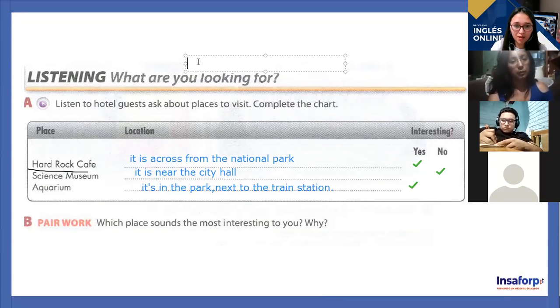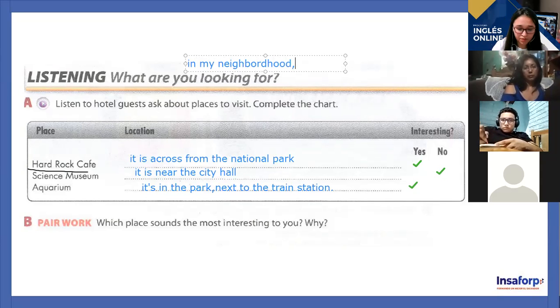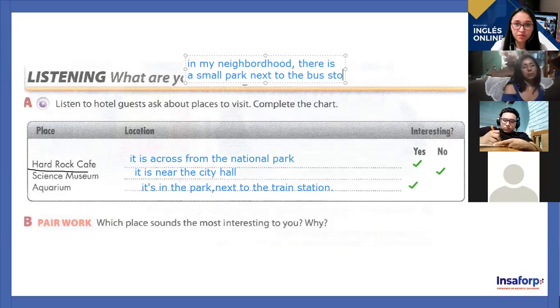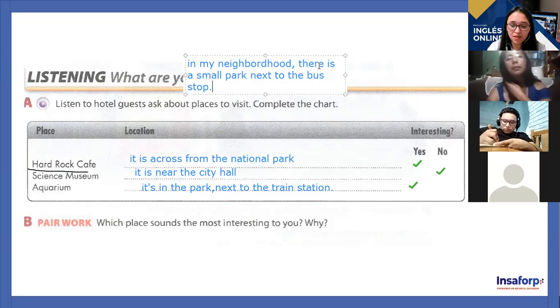For example, in my neighborhood, there is, let's say, a small park next to the bus stop. What about you, Gabriela? What is something that is in your neighborhood?